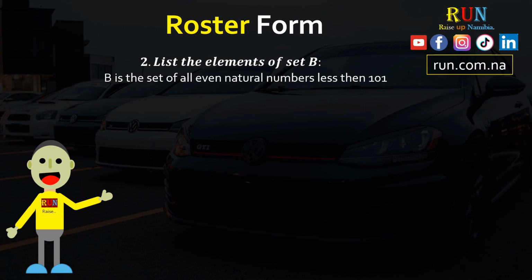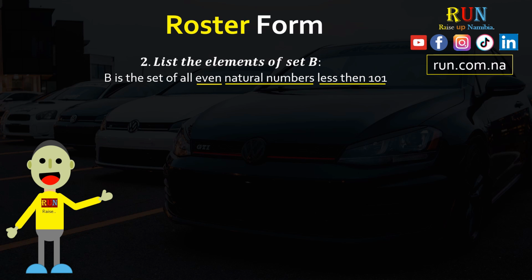So here we are asked to list the elements of set B. The description says B is the set of all even natural numbers less than 101. All right, now let's just underline the keywords in this description. So we have even, natural numbers, and less than 101.